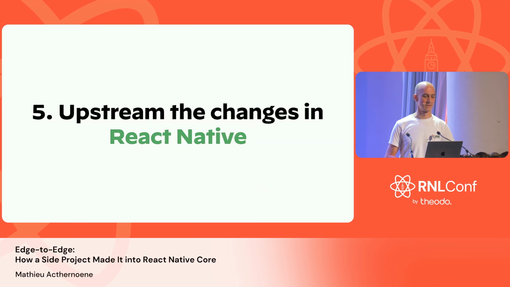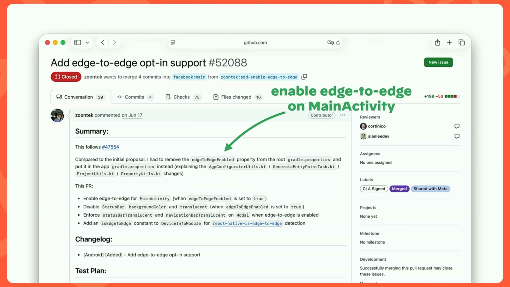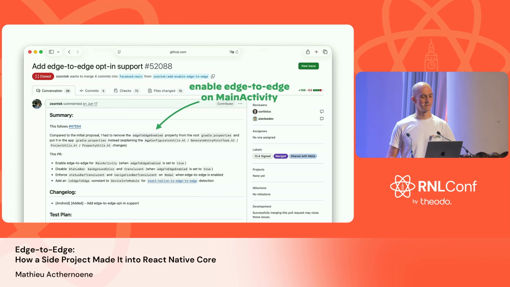Step 5, open a pull request to add H2H directly within React Native itself. It was merged and released in React Native 81. The pull request included a new Gradle property called H2H enable, which, when set to true, disables the background color and translucent props on the status bar component because they don't work anymore, as well as the status bar translucent and navigation bar translucent props on the modal component, and exposes an edge-to-edge constant on the device info module.